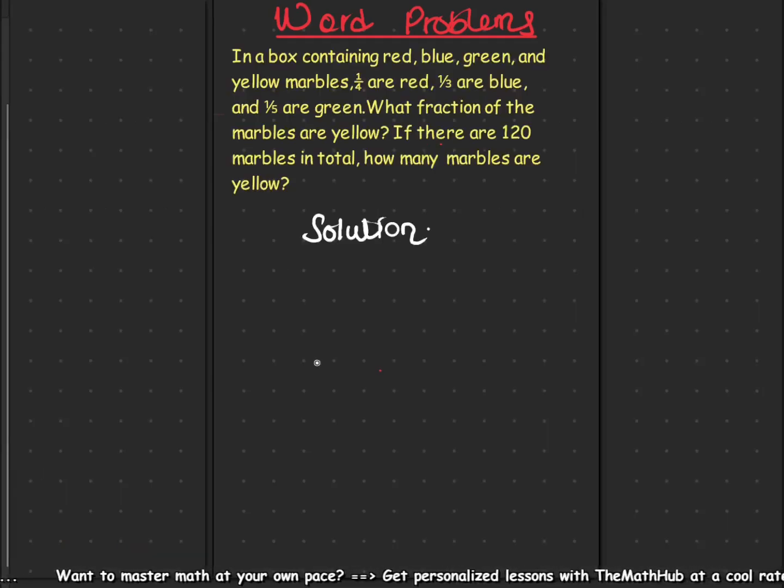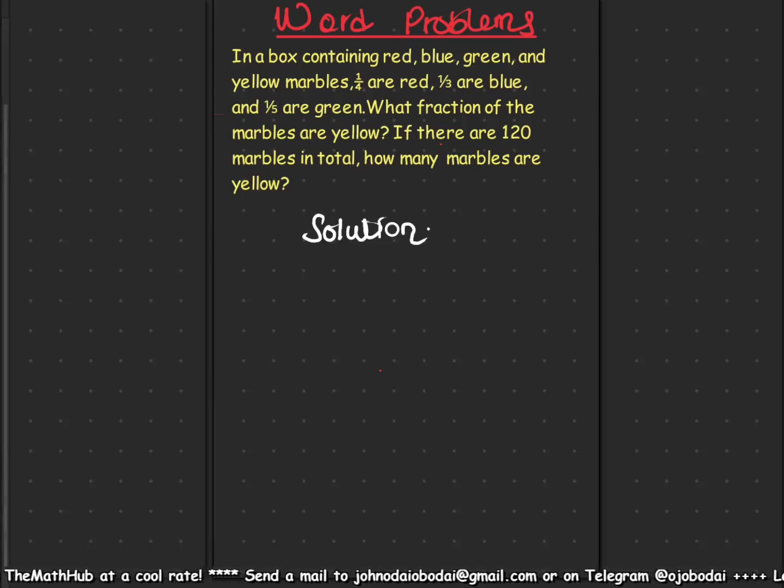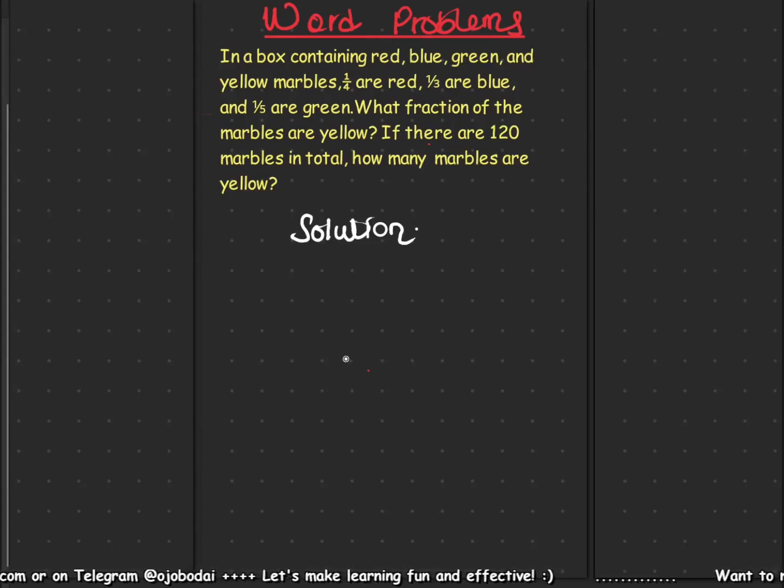Okay, so if you look at our first question here, it says in a box containing red, blue, green, and yellow marbles, 1/4 are red, 1/3 are blue, and then 1/5 are green. What fraction of the marbles are yellow? If there are 120 marbles in total, how many marbles are yellow? So let's look at how we go about it. So how do we go about this question?